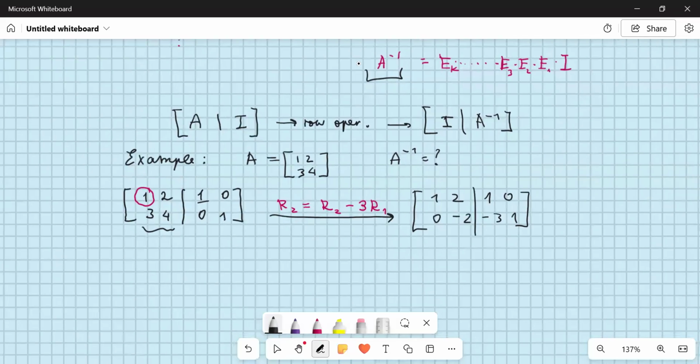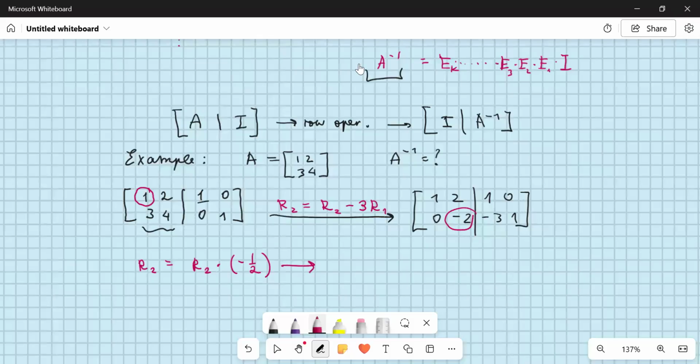Okay, well, my second step is going to turn this minus 2 into 1. Remember, our goal is to get identity here. So what I can do, I'm going to write down the operation I'm going to do. I'm going to apply it to row number 2: take row number 2 and multiply it by negative 1 over 2. It's going to turn this element exactly into 1, right?